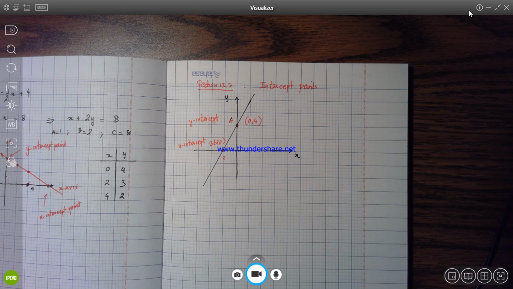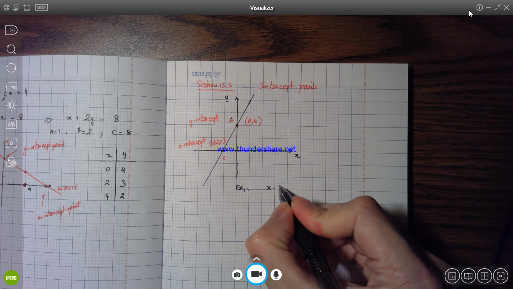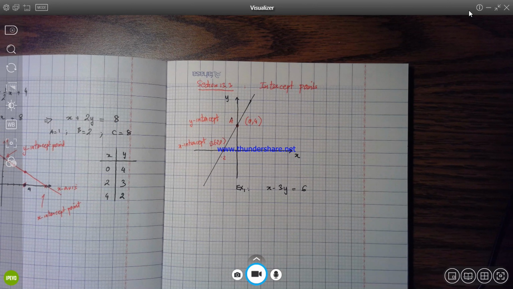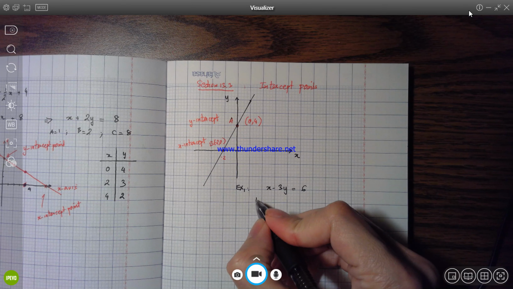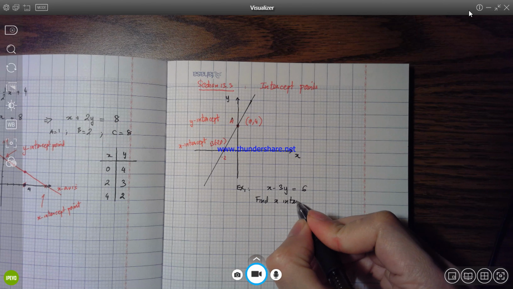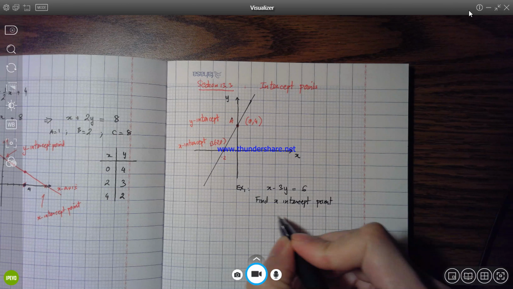For example, I give you the linear equation x minus 3y equals 6, and I ask you to find the x-intercept point and the y-intercept point.